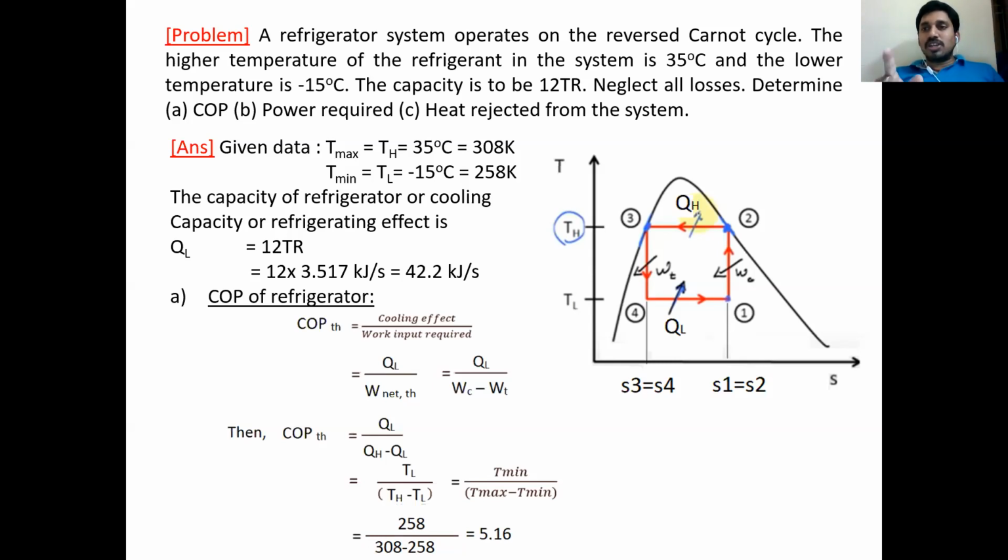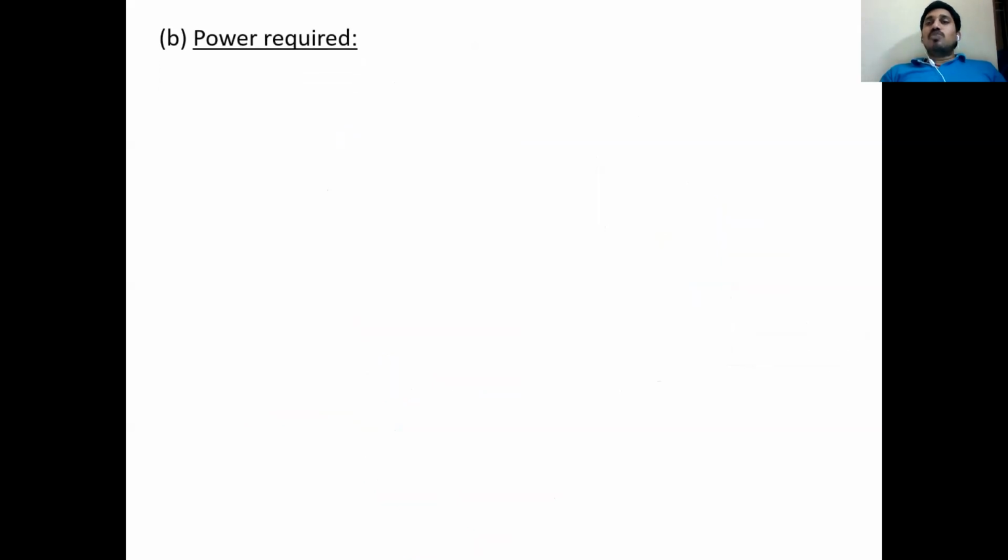So this is the first objective of the problem. COP using temperatures I have determined, with the simple equation T minimum by T max minus T minimum. Second objective: power required to drive the system, or to drive the refrigerator.